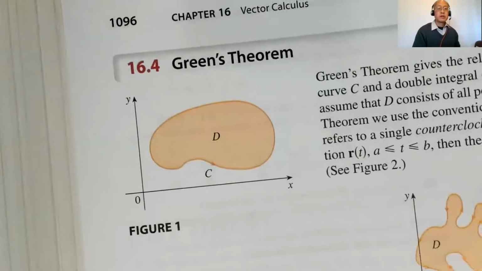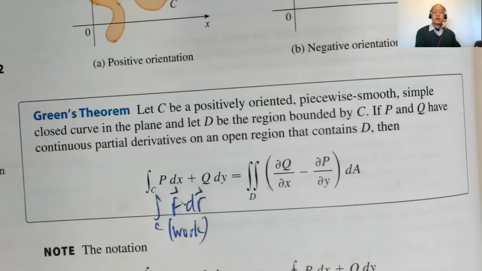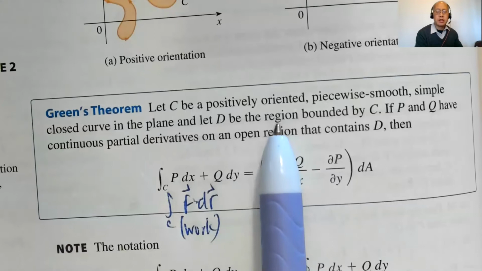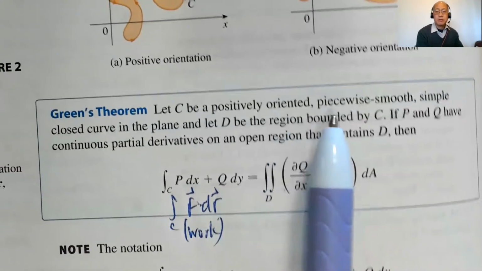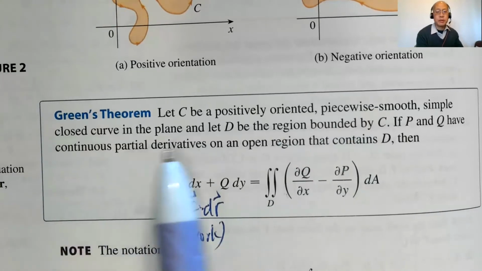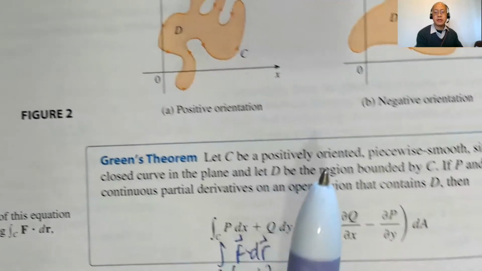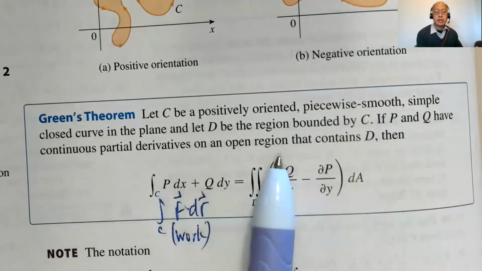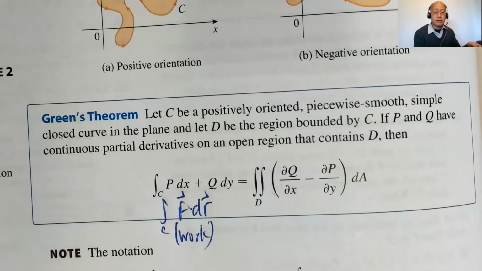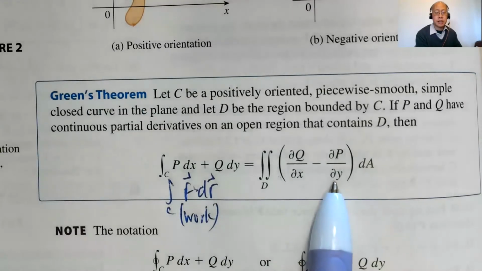All right, so Green's theorem in a plane, page 1096. Here is the theorem. Let C be a positively oriented, meaning counterclockwise, otherwise it'd be negative, piecewise smooth, simple closed curve in the plane, and let D be the region bounded by C. It's a picture that looks sort of like this. If P and Q have continuous partial derivatives on an open region that contains D, then we have the following. The left-hand side and the right-hand side are the same.